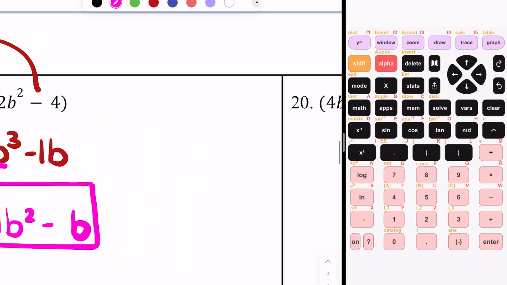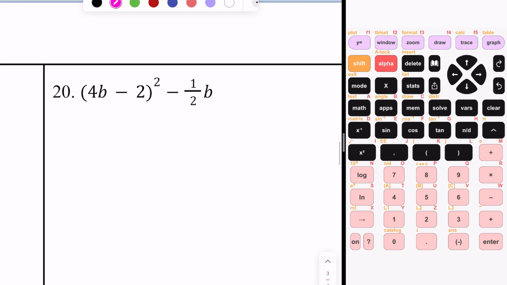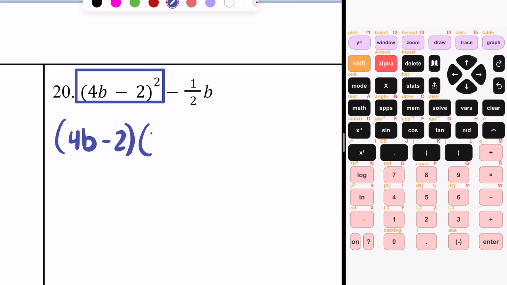Now let's look at number 20. Ooh, this. 4b minus 2 squared, meaning you have to write that 2 times. And then the final answer that you get, you're going to subtract 1/2 b.